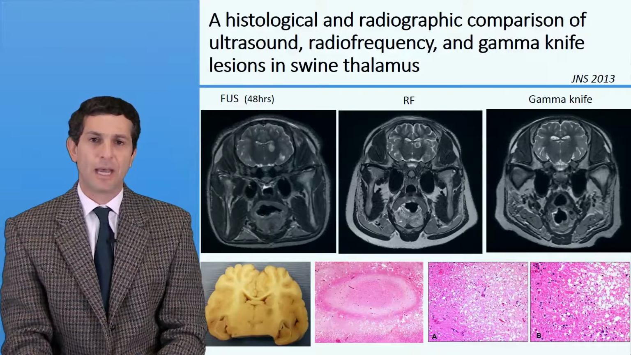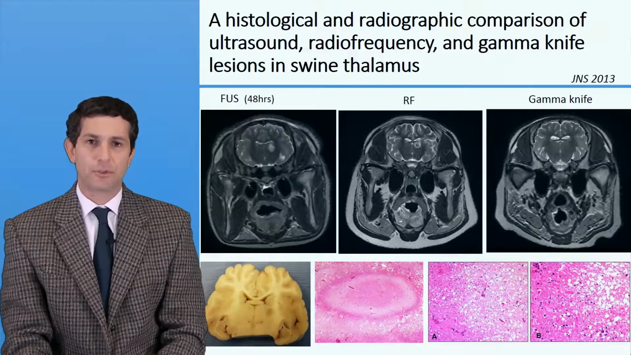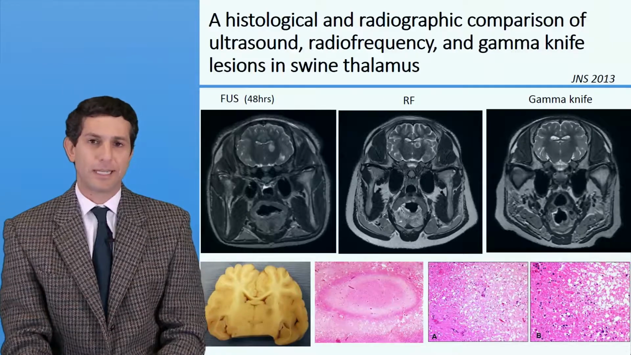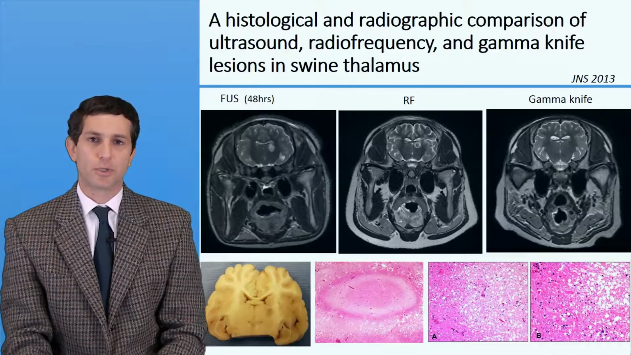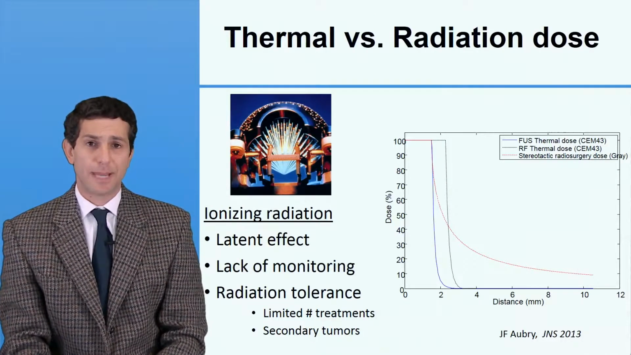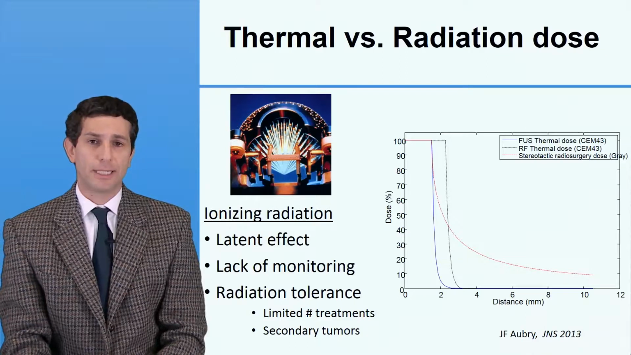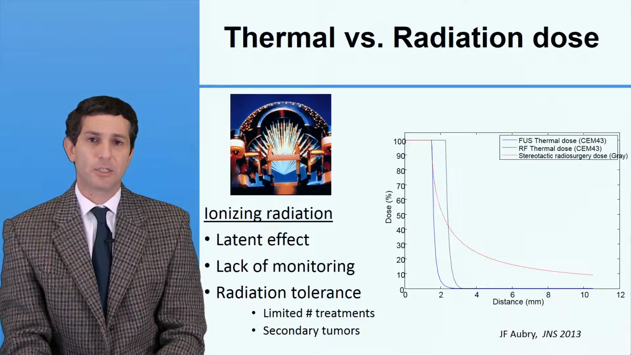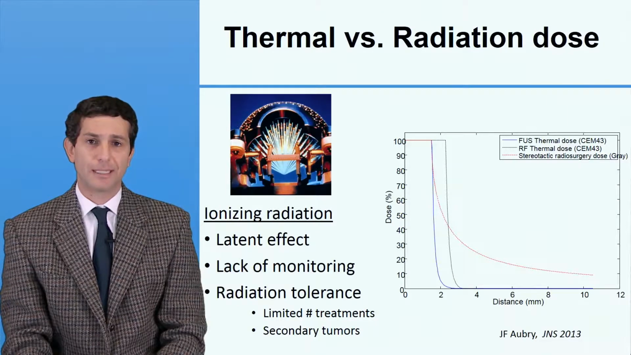And this is a much different histological evolution than you see with ionizing radiation, where the infiltration of macrophages can be much more dispersed or broad beyond the lesion. And so thermal and radiation lesions behave much differently. With thermal lesioning, the effect is immediate. Radiation lesioning, the effect is delayed or latent. It's difficult to monitor radiation lesioning, and then there's the issue of repetitive radiation lesions where there's some tolerance to how much the brain can take as far as radiation dose.